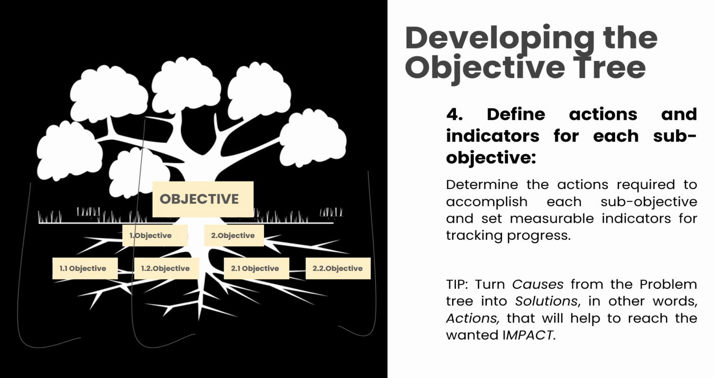For example, in the problem tree we had the causes. So now here on this tree we can have solutions. And then we can have actions that will help us to reach the wanted impact. Here it is. Of course, the more objectives we have, the more actions will be needed.